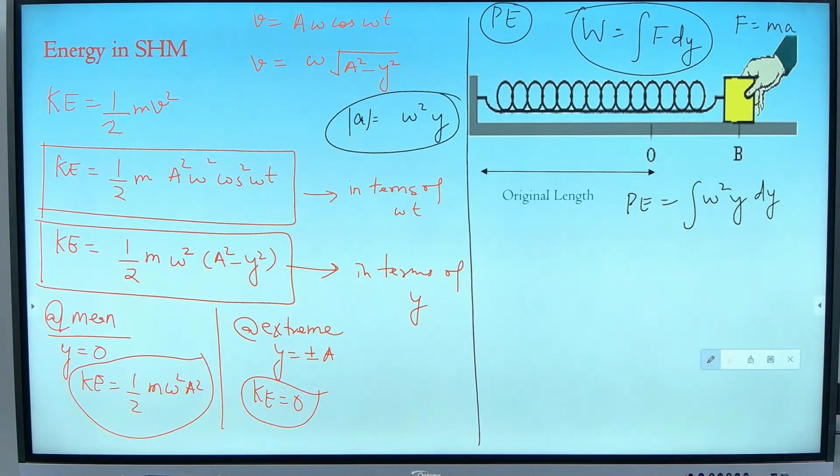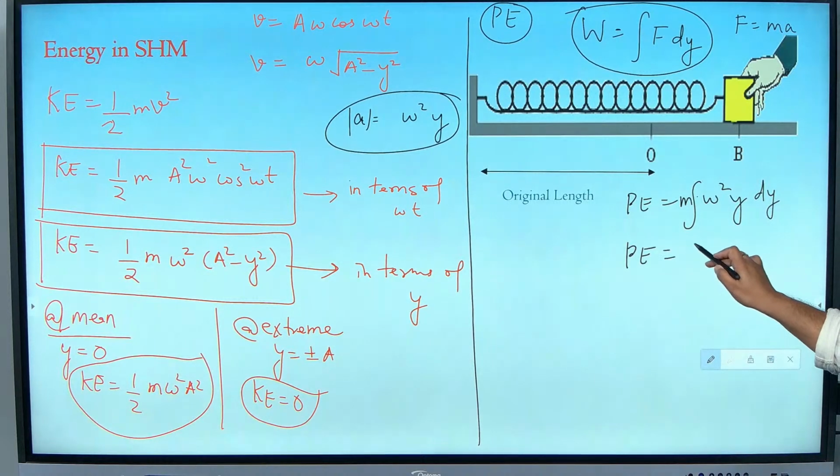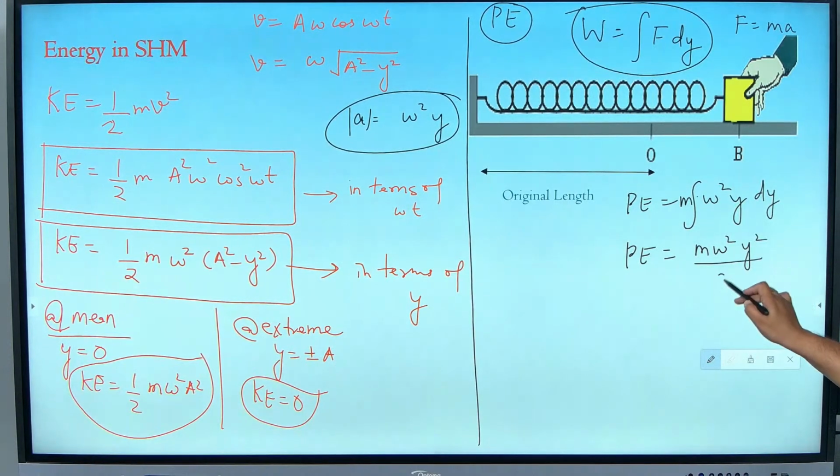m also is there, no? What I wrote here? Yeah, m is there. Yeah, m I will take it outside, constant. Can I? So what is the potential energy going to be? Potential energy is going to be m omega square into y square by 2. Do you agree with me?